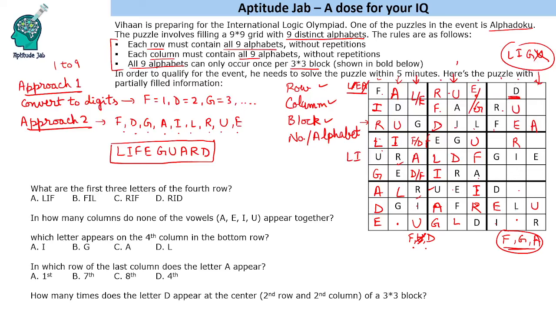L, I, F is missing. So F will come here, and this block is also complete. So we have L, I, F missing here. So F will come here. Now we have G and A to be put here. A is already present in this column. So A comes here and G comes here. So we had F, G, A. F, A is done.